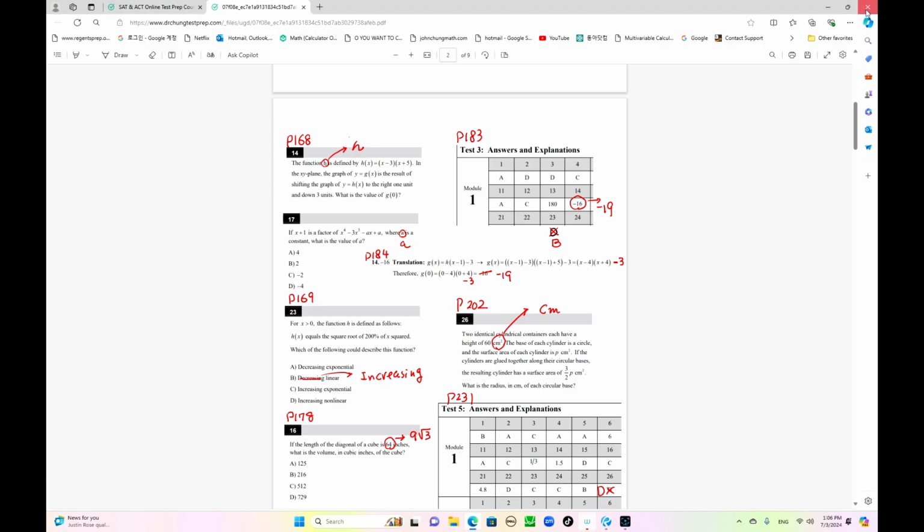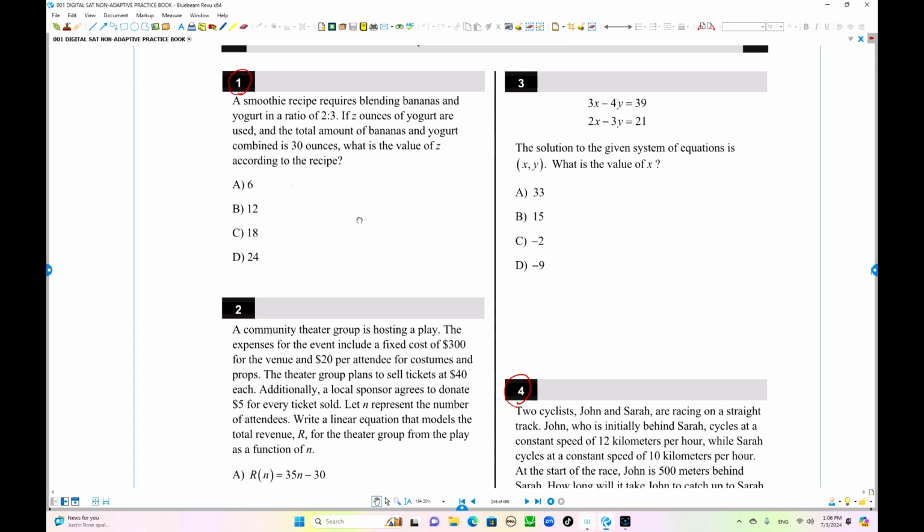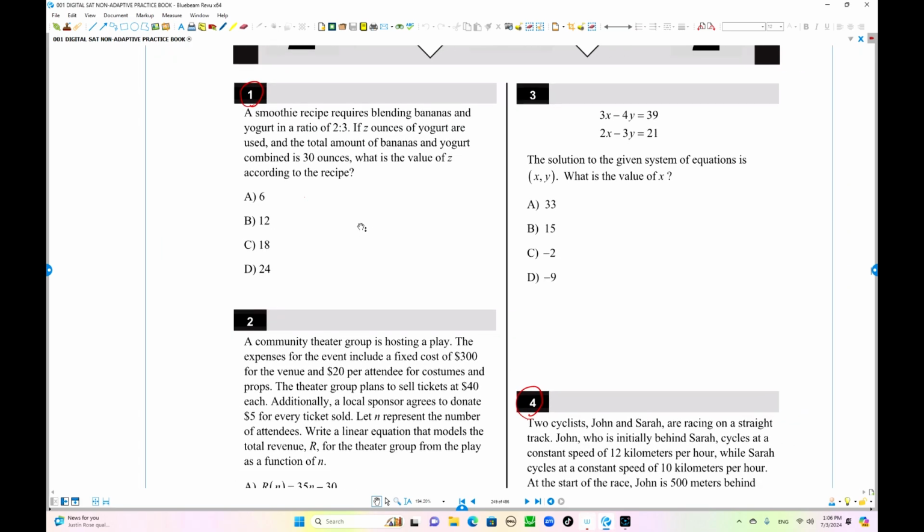Now we start Test 6 Module 2. There are some selected questions today, okay? All right, try number 1. A sweet recipe requires blending bananas and yogurt. This is the bananas and yogurt, y. This is y, G ounce banana, but there should be 2 to 3, right?